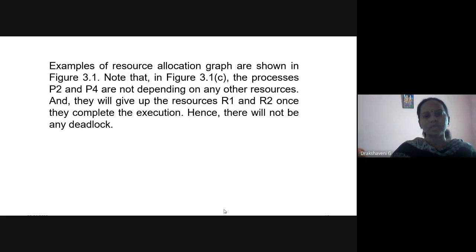Examples of resource allocation graphs are shown in figure 3.1. Note that in figure 3.1, processes P2 and P4 are not depending on any other process, and they will give up resources R1 and R2 once they complete execution. Hence, there will not be any deadlock.